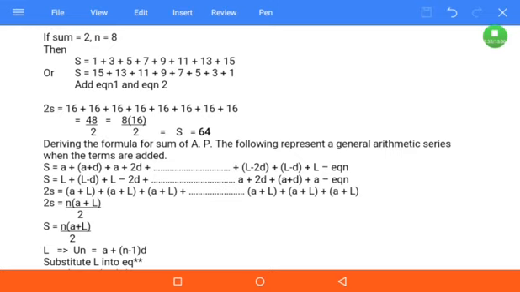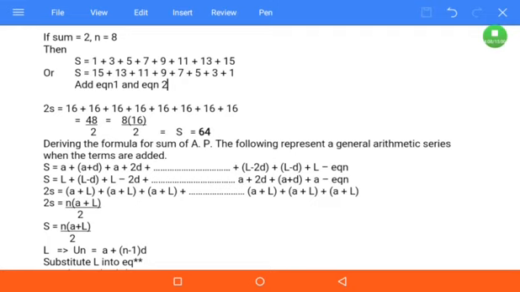Look at this. S plus S. If we add both, we call this equation 1 and call this equation 2. S plus S will give us 2S. 1 plus 15 will give us 16. Then 3 plus 13 gives 16. 5 plus 11, 16. If you add everything together, we will get 16. Now, if you add all the 16s together, we have 1, 2, 3, 4, 5, 6, 7, 8. 8, can you see, times 16. Do you understand?